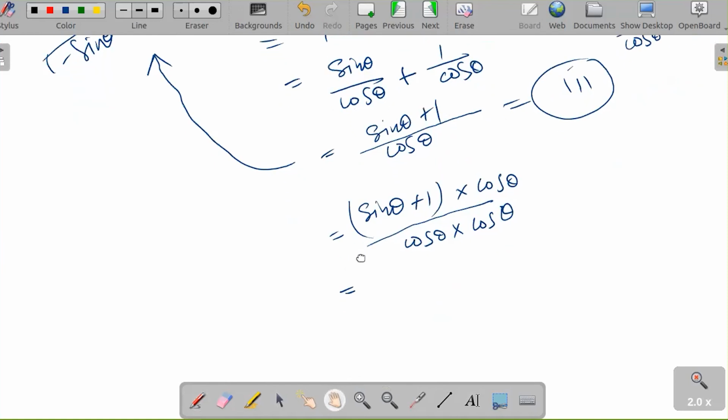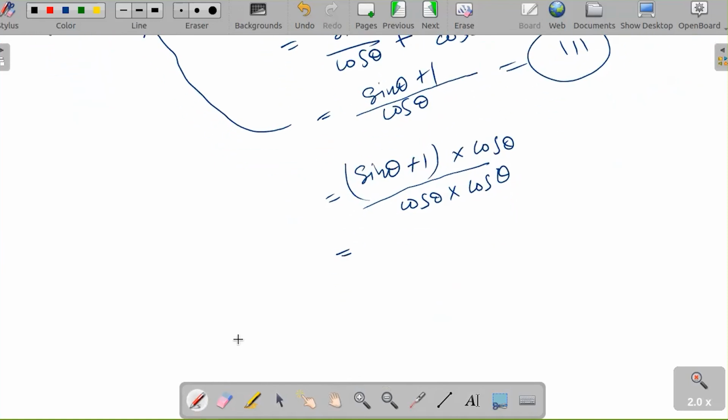In trigonometry, I will say if you don't remember the formula, your pen will not move, because formula is everything. If you know the formula, you can convert from anywhere to anywhere. But if you don't know the formula, your pen will not move. So sin theta plus 1 into cos theta, and in the bottom is cos square theta. But instead of cos square theta, we will write 1 minus sin square theta.